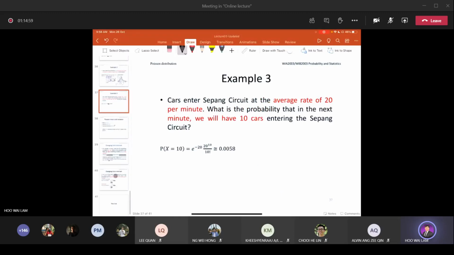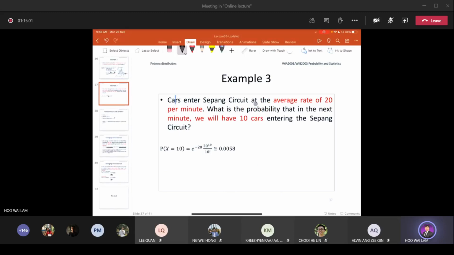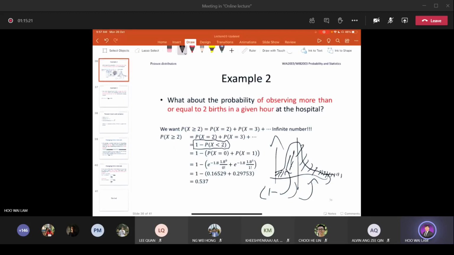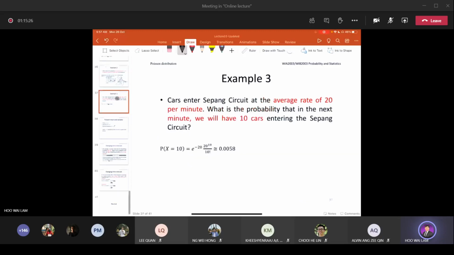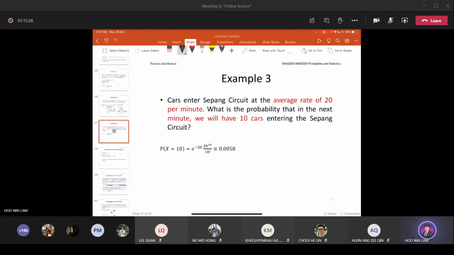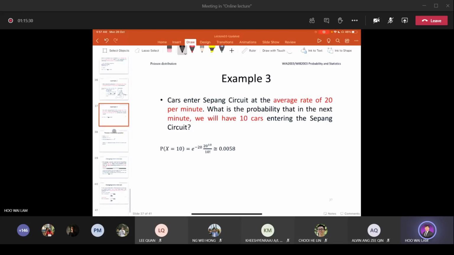And the second last, I think. Oh, a few slides more. So a car enters a bus circle having an arrival rate of 20 per minute. And what's the probability that in the next minute we'll have actually 10 cars? Again, you just plug in. Almost the same. So this one is actually not that difficult because it's again per minute and per minute. So this one is even simpler. So actually these 3 examples have already given you some basic idea on the Poisson distribution.